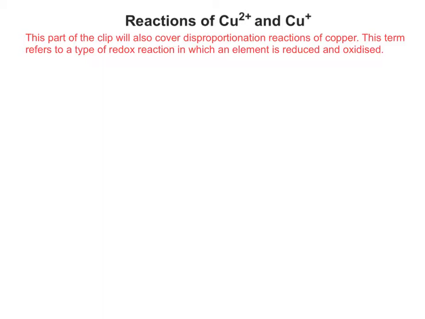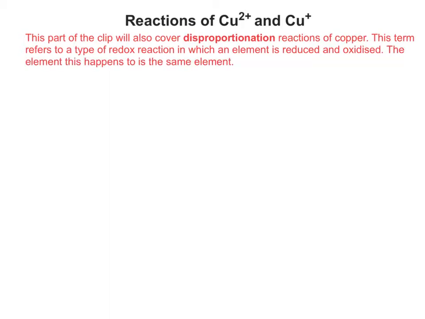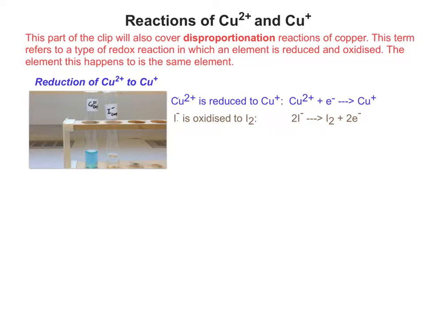So we're now going to look at reactions of copper ions, and including in that is the idea of disproportionation. So as you can see, that means that it's a redox reaction, but an element is reduced and oxidized. And it's important to remember that it's actually the same element that's being reduced and oxidized simultaneously. So initially, it would look like that's the kind of combination you get, Cu2+ plus e- giving you Cu+, and in the oxidation side, 2I- giving you I2 plus 2 electrons.